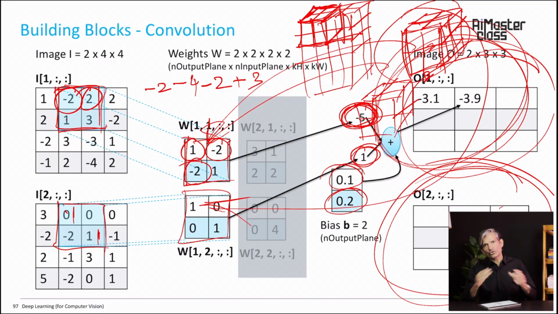We have 2 channels, and to the entire channel we will just add that bias, right? So we got a minus 4 and then a plus 0.1, so we get a minus 3.9.